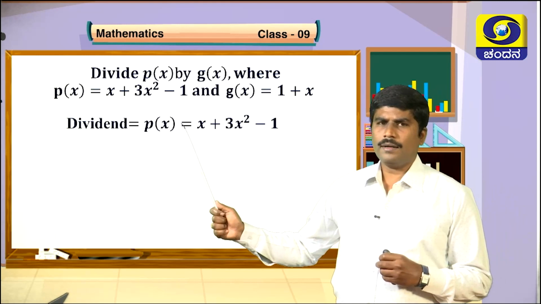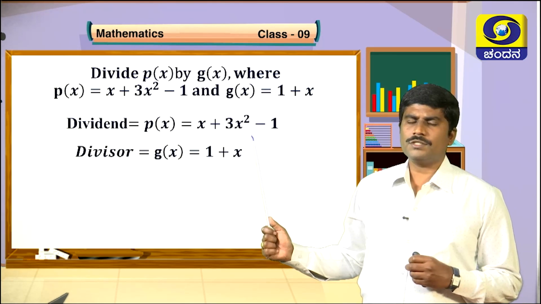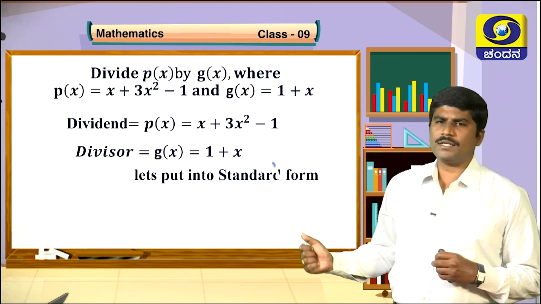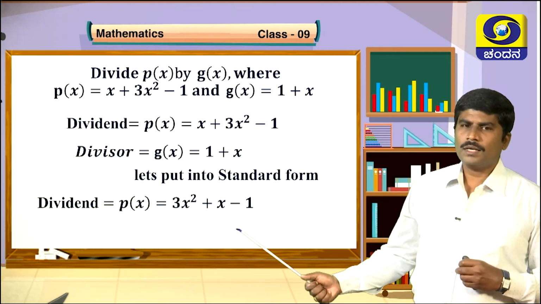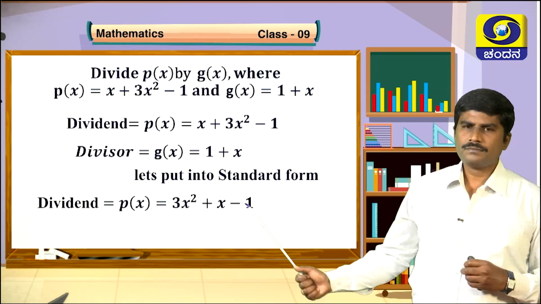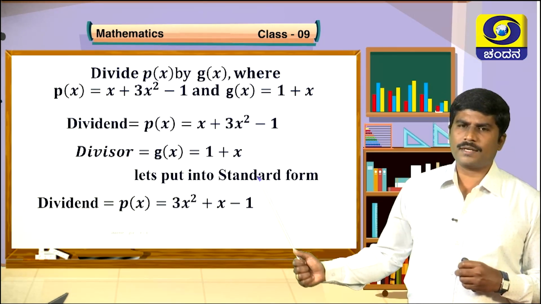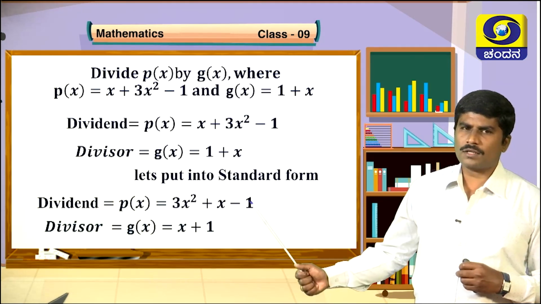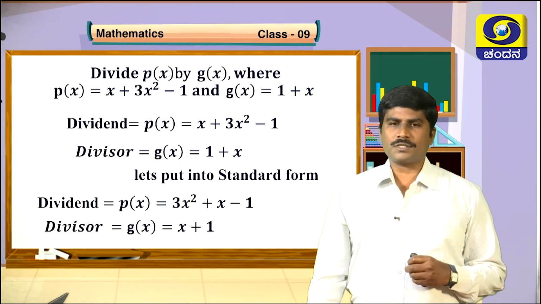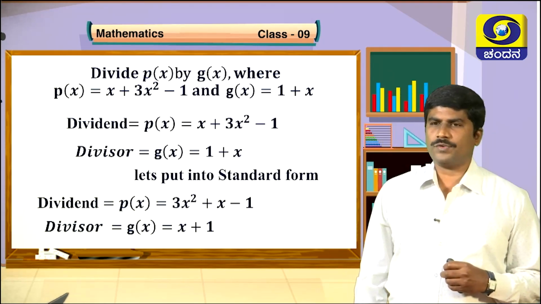In order to divide, this is called the dividend. Now I am writing the dividend in general form: x plus 3x square minus 1 in standard form, on the basis of decreasing power, 3x square plus x minus 1. And 1 plus x will be written as x plus 1. Now we have the dividend and the divisor, so we move on to the division process: how to divide 3x square plus x minus 1 by x plus 1.